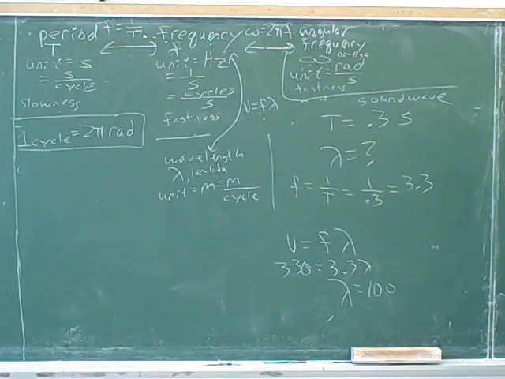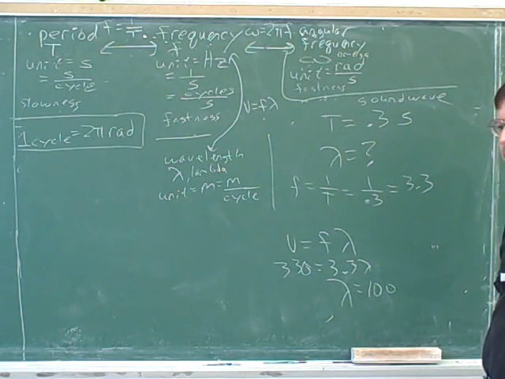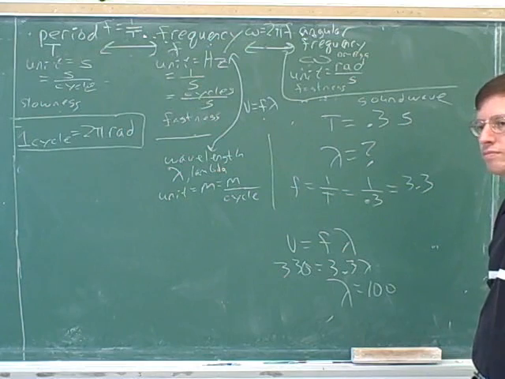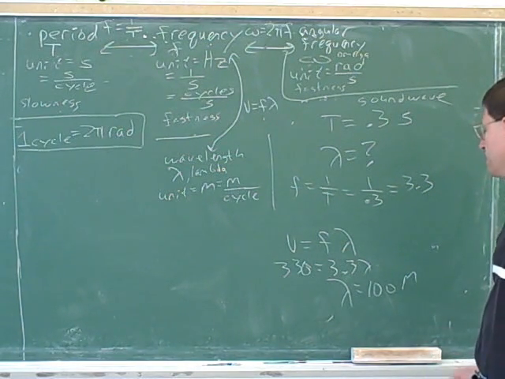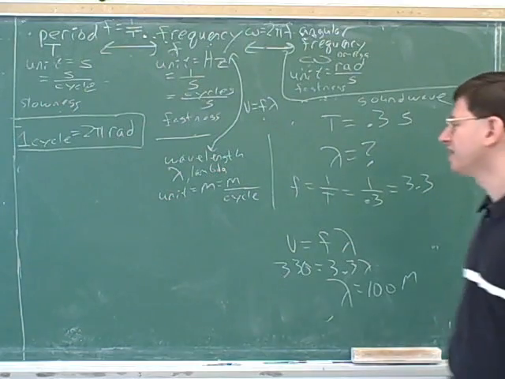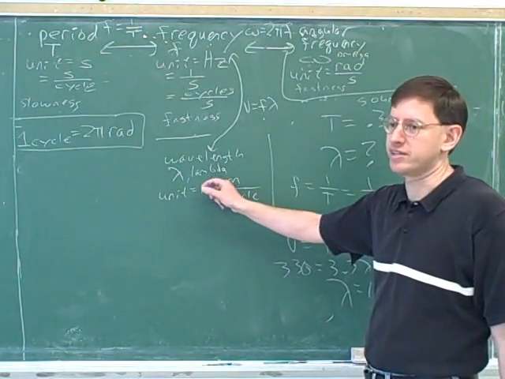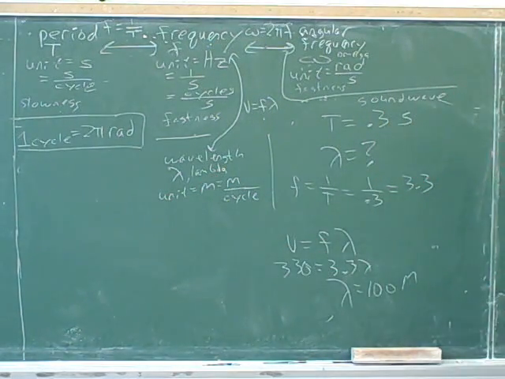Okay. What are the units on that? Wavelength is meters. Yeah, it's a length, so it's meters. Sometimes you could call it meters per cycle, but actually it's more common just to call it meters. It's just the length of the wavelength, so that's meters, 100 meters.